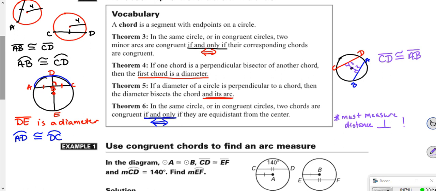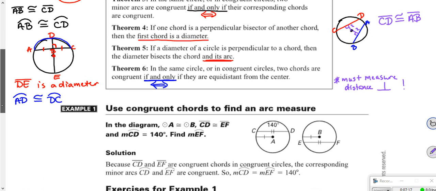Okay, so lots about chords, okay? If a chord cuts another chord and bisects it and it's perpendicular, it has to be a diameter. We talked about arcs. If the chords are congruent, then in congruent circles or the same circle, the arcs are congruent, all that good jazz.